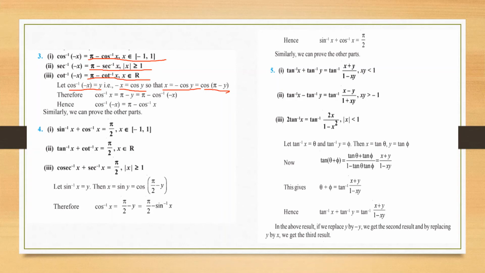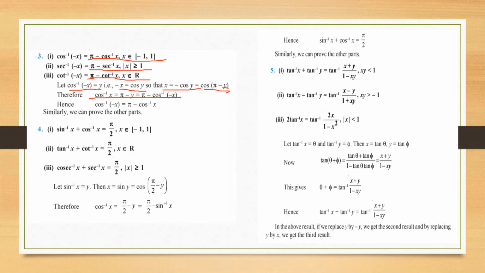Now x is equal to cos of pi minus y. Operating both sides by cos inverse, what will I get? I will get cos inverse x equal to pi minus y, which is pi minus cos inverse minus x, since y is cos inverse minus x. Take this to the other side, and bring cos inverse x to this side. So this becomes cos inverse minus x equal to pi minus cos inverse x. Similarly, we can prove the other parts.